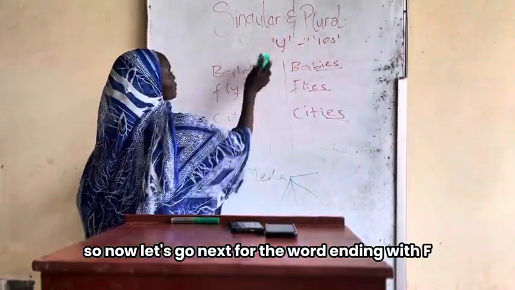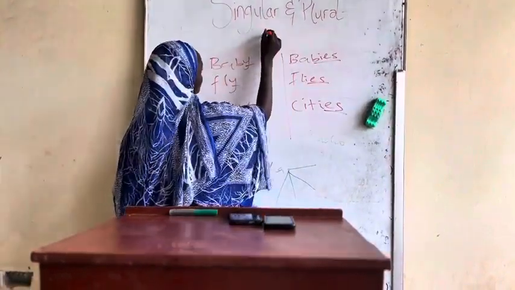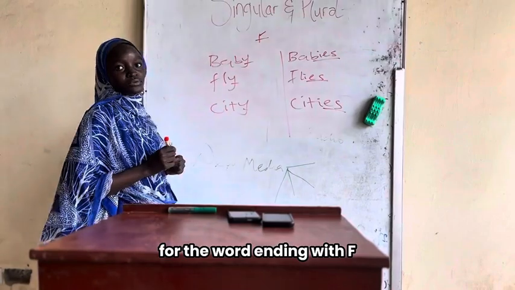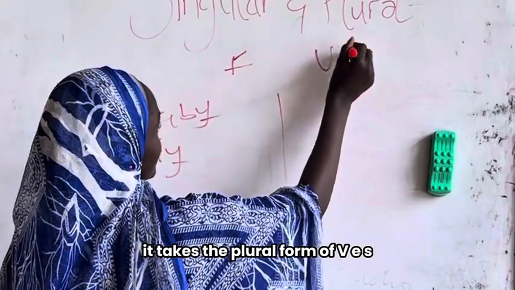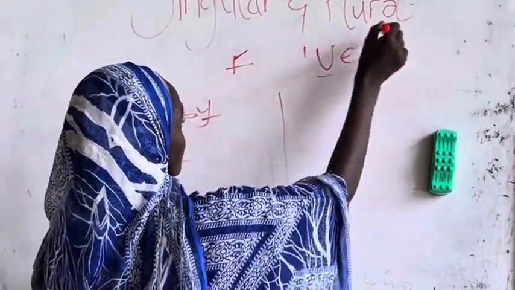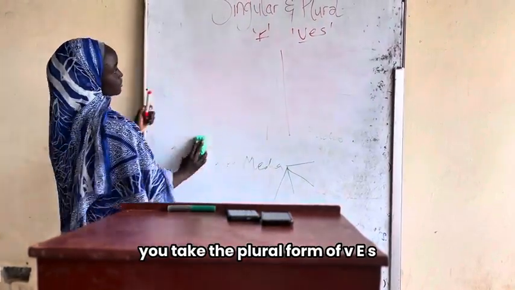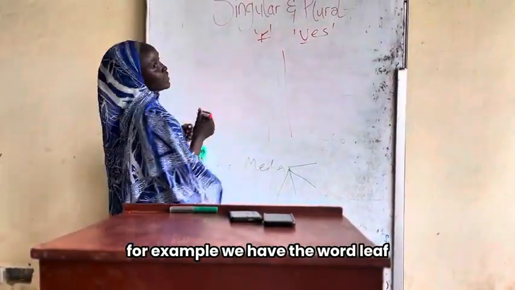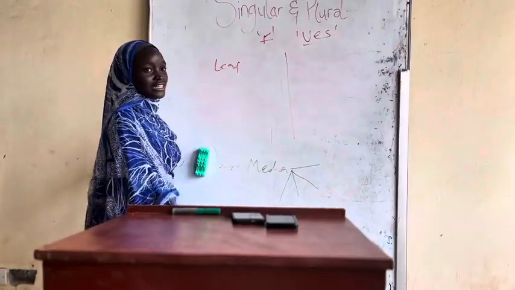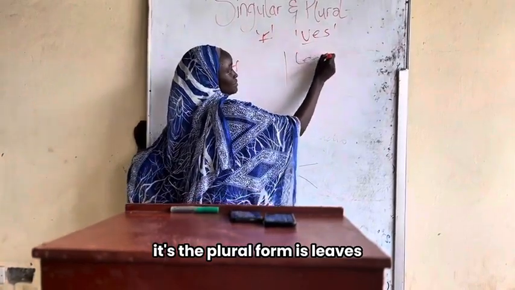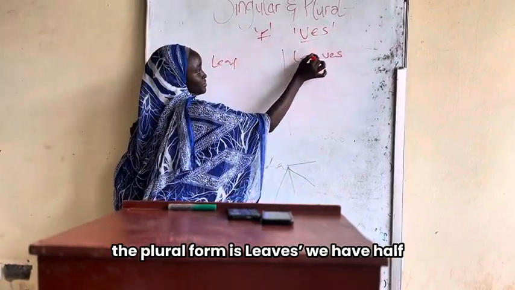So now, let's go next for words ending with f. For words ending with f, it takes the plural form of ves. For example, we have the word leaf. Leaf. The plural form is leaves.